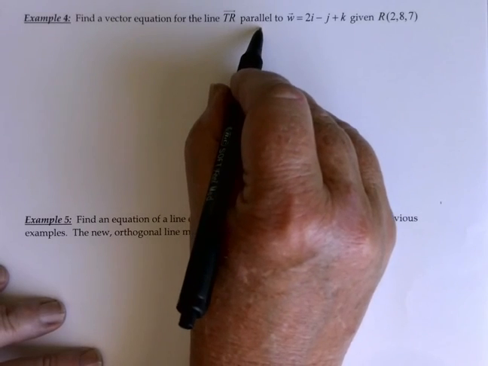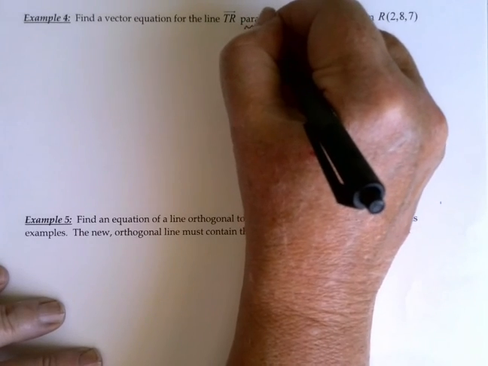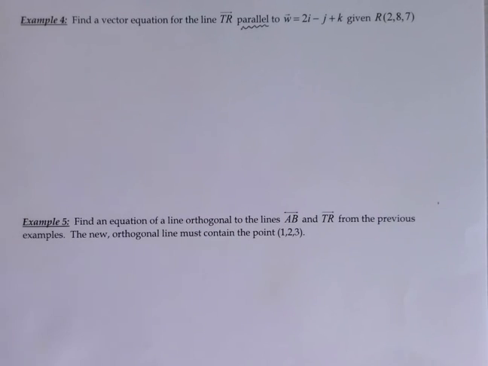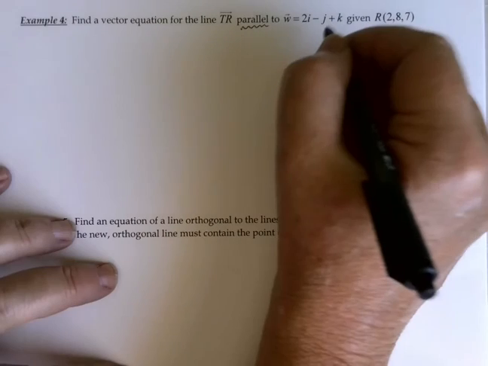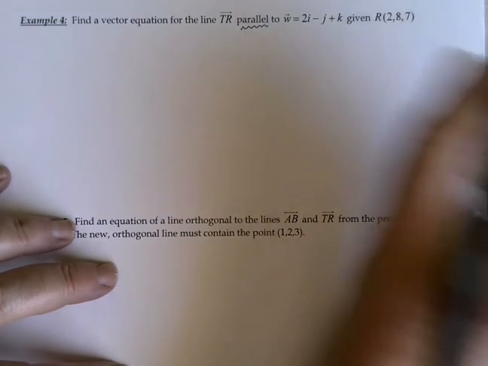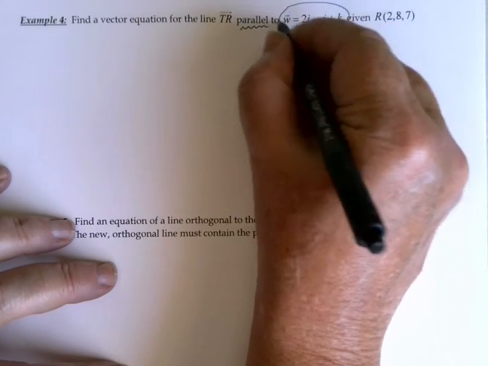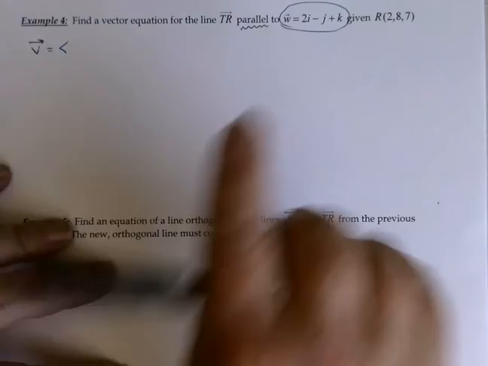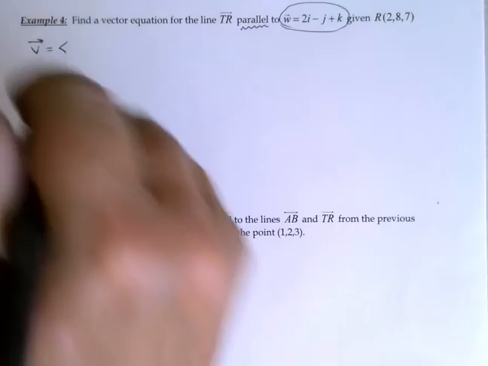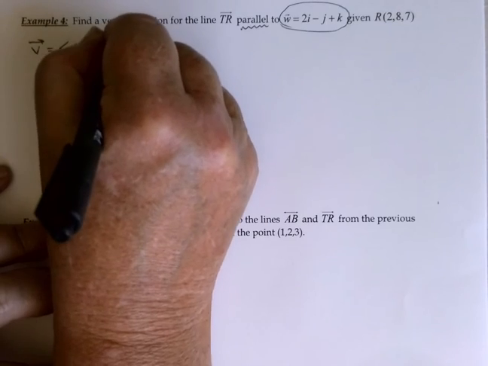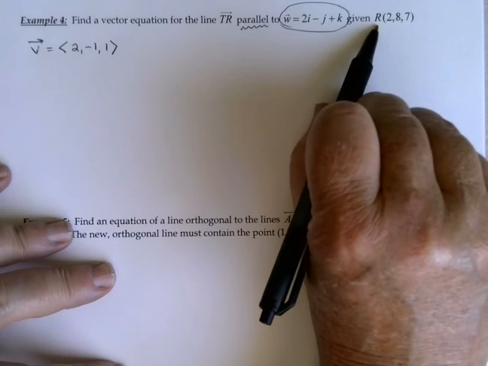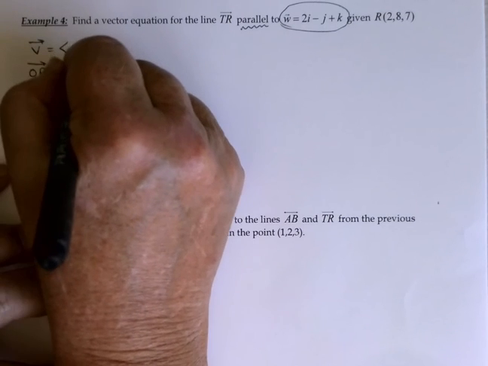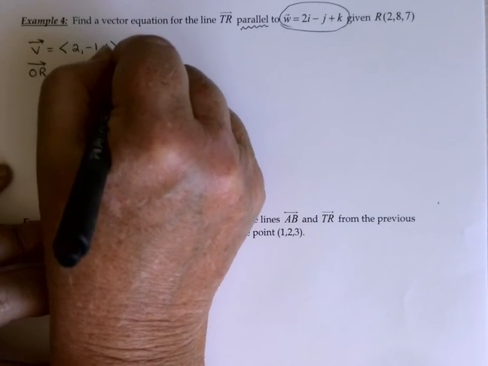Now, as far as the direction vector, once again, we know that parallel lines mean that they can have the same direction vector. Same vector, just shifted, is still going to be parallel. So let's start by saying our direction vector is actually going to be this W that's given. We usually call it V, so I'm just going to rewrite it. V is going to be 2, negative 1, 1. And the given point this time is R, so we'll make a point vector OR, 2, 8, 7.